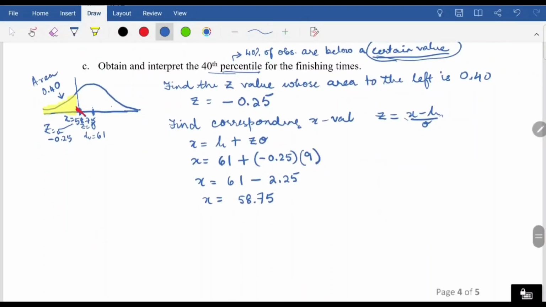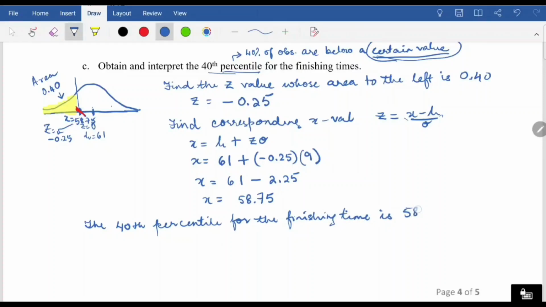So again, you have to write out your answer as a sentence saying that the 40th percentile for the finishing time is 58.75 minutes.